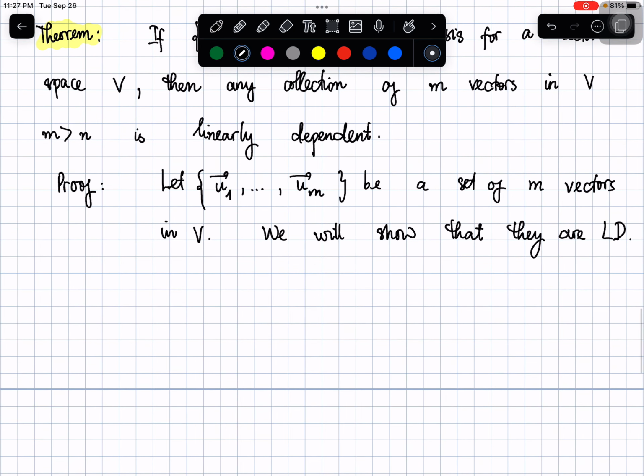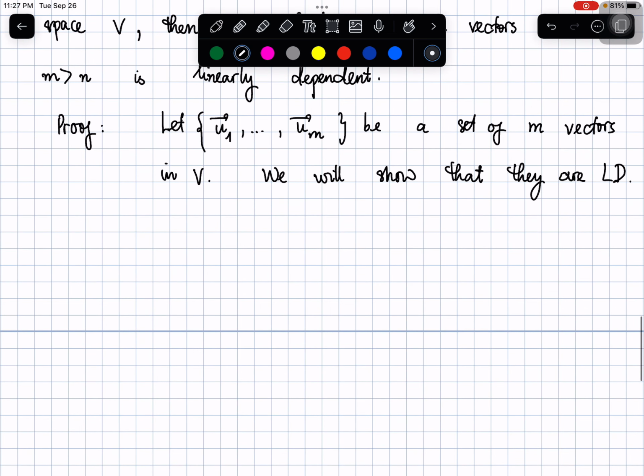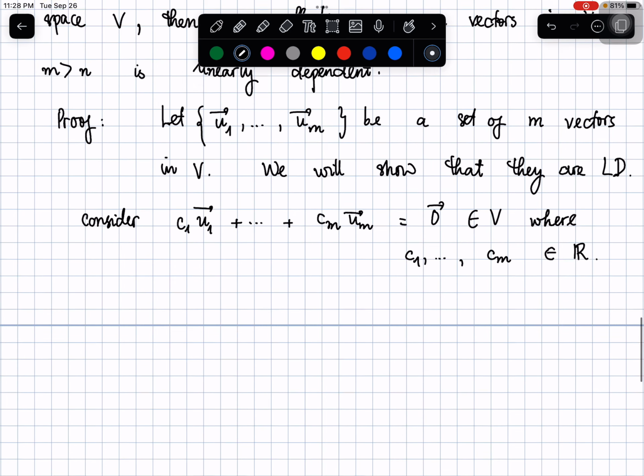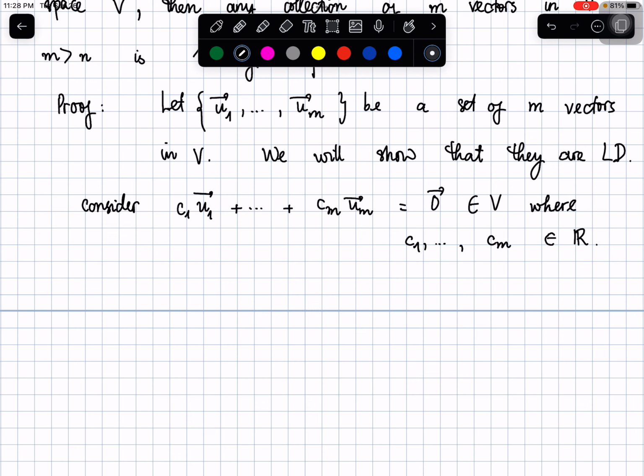Okay, so we always start by considering a linear equation. So consider, say, c1 u1 plus ... plus cm um equal to the vector 0 in V, where all the scalars c1 to cm are scalars, in this case, let's say in R. And then we want to show that u1 to um are linearly dependent.